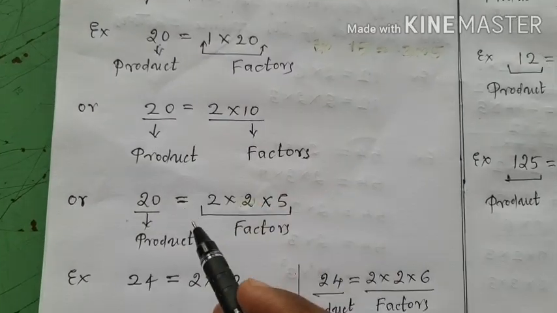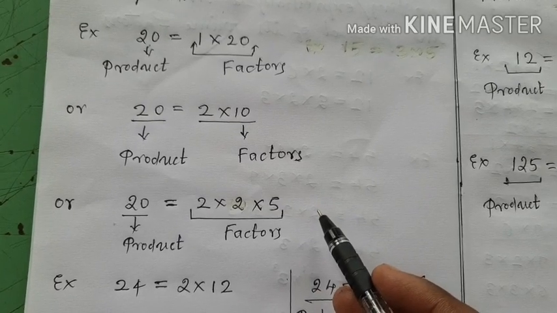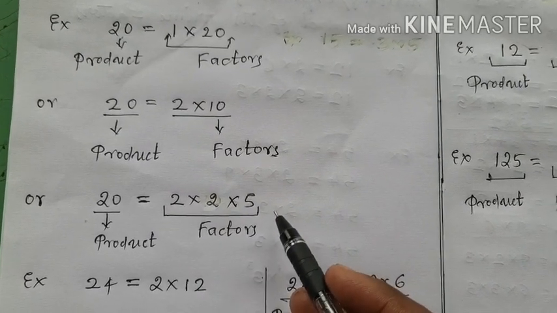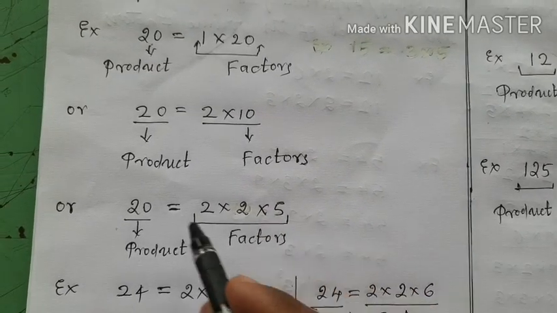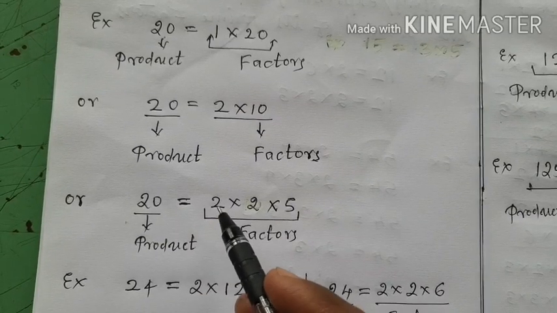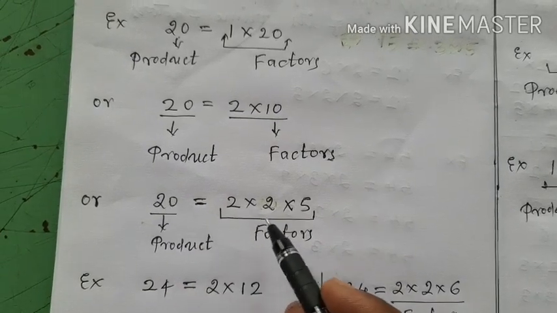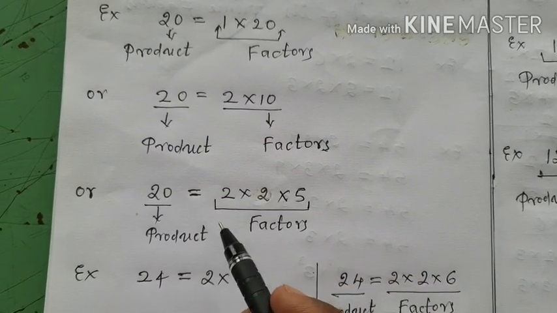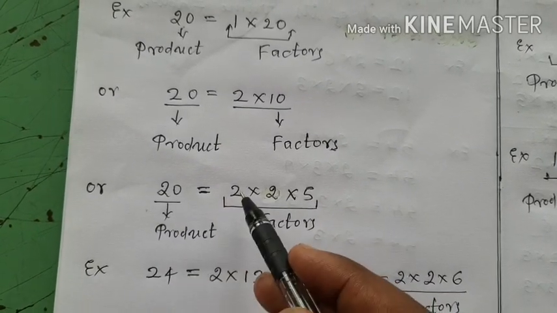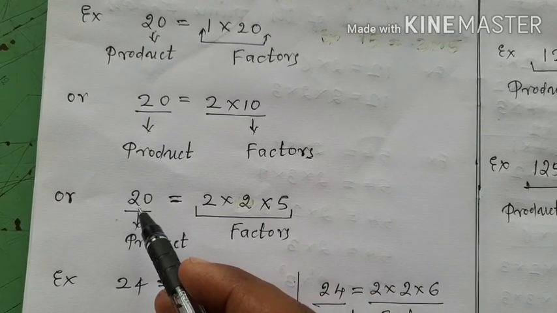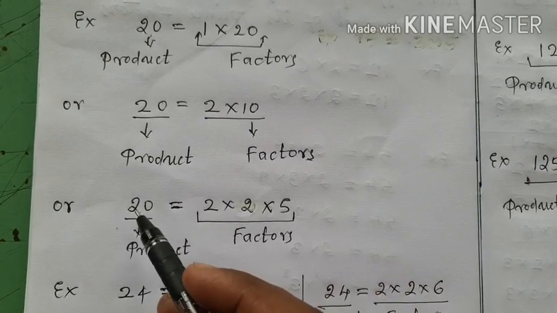And the same 20 can also be the product of other numbers, which are 2, 2 and 5. The numbers 2, 2 and 5 are multiplied and the product got is 20. Therefore, the numbers 2, 2, 5 are called the factors of 20. Whether 2, 2, 5 are factors of 20 or not, you can check individually. Take 2 and divide 20, you will get the remainder 0. That is why 2 is factor of 20. Similarly, take 5 and divide 20, you will get the remainder 0. Therefore, 5 is also a factor of 20.